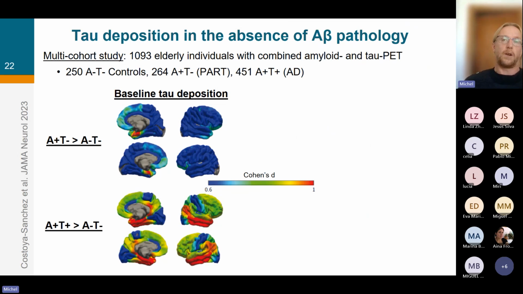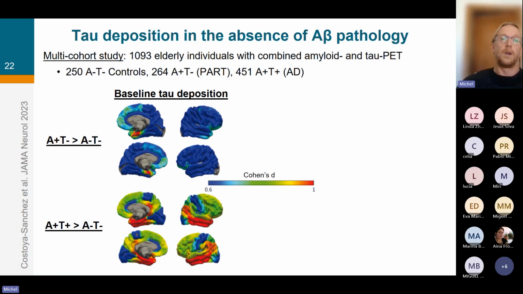However, we do have amyloid PET and we do have tau PET now. And so what we wanted to do in this study, published this year in JAMA Neurology, which we conducted in collaboration with my colleagues at the University of Gothenburg and here in Spain at the University of Santiago de Compostela, was make use of a very large data set, a multi-cohort study in which we pooled amyloid and tau PET data from several centers worldwide, and see if we can find an imaging analogon to the pathologic entity of PART. And so the overall data set included over 1,000 elderly individuals who had both amyloid and tau PET scans.